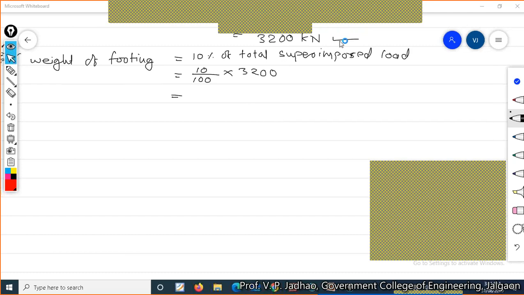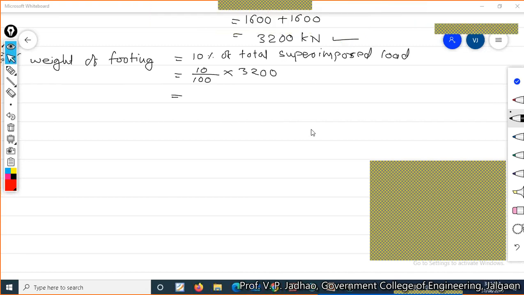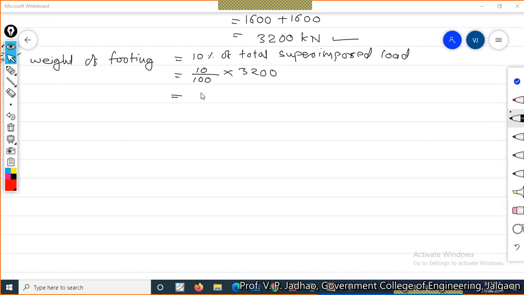If you have any problems, then write in the chat box. Don't just raise your hand or unmute. It will be better to write your queries in the chat box only.